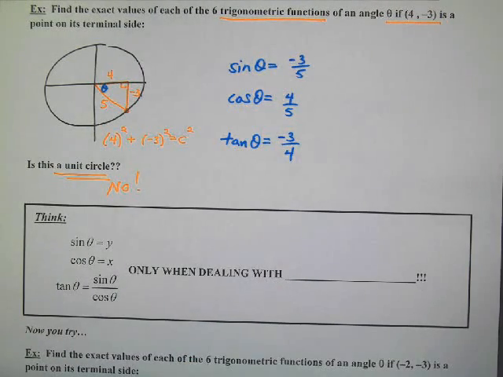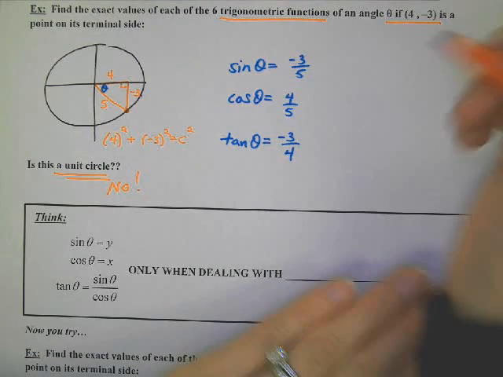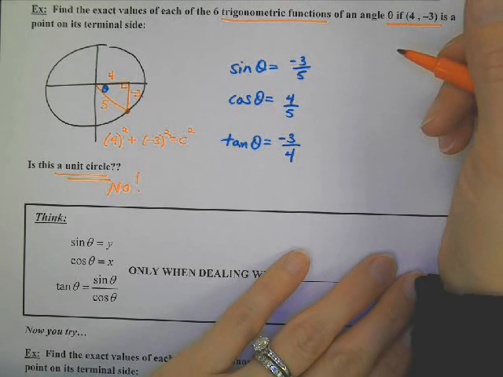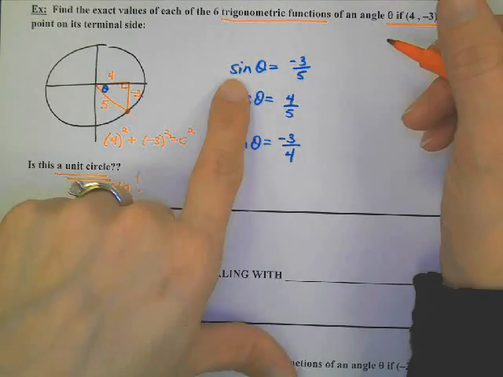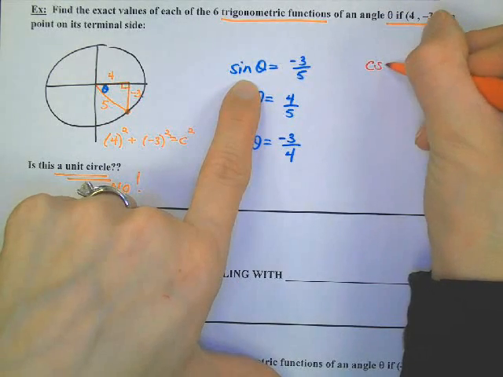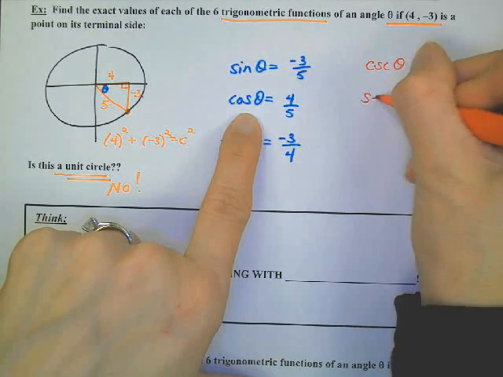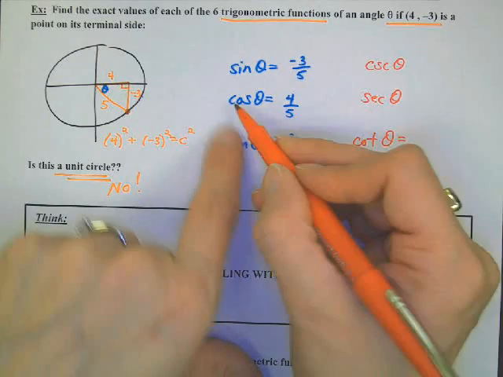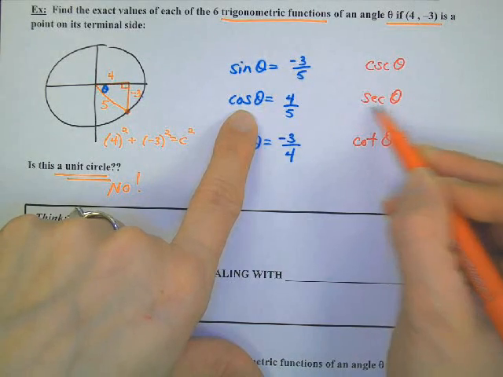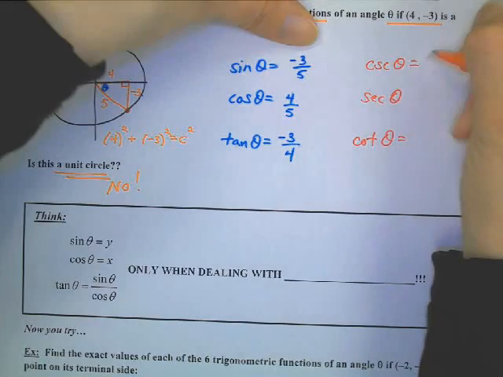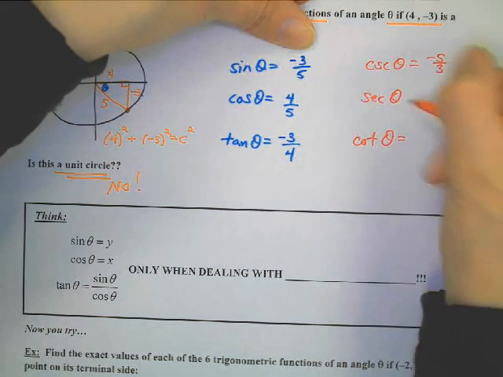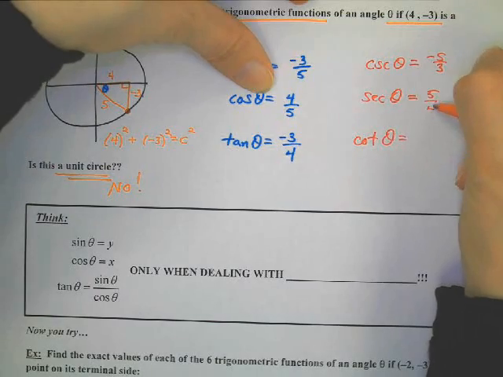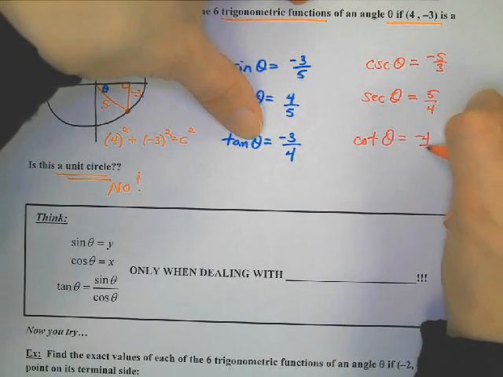All right, it's time for the other 3, the reciprocal functions. Why don't you go ahead and pause this video and then see if you can write them down. Okay, did you get them? The reciprocal of sine is cosecant. Reciprocal of cosine is secant. And tangent goes with cotangent. I always remember this because there's a C and an S and a C and an S. That's how I remember those guys. The reciprocals are negative 5/3, positive 5/4, and negative 4/3.